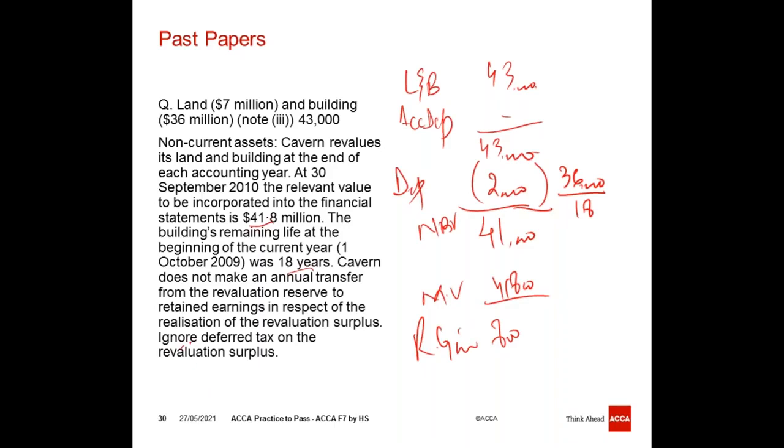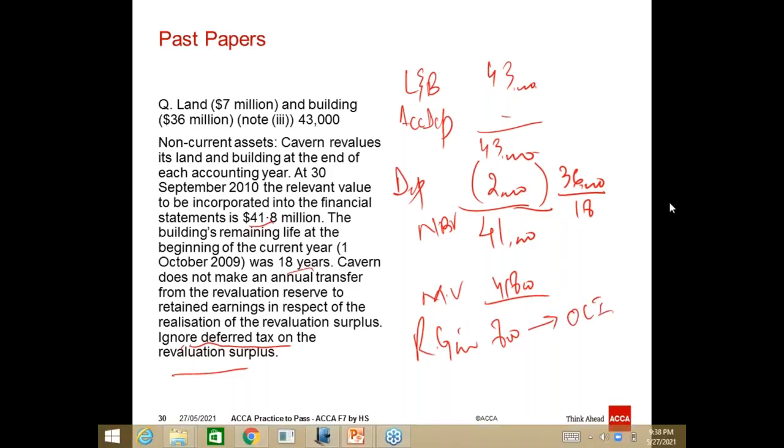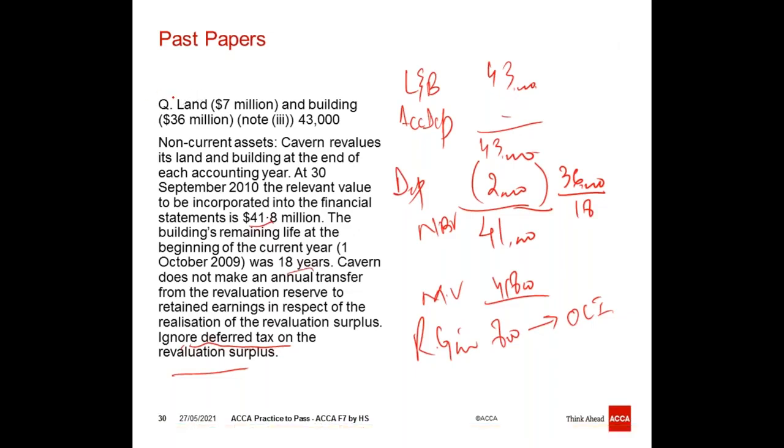It says ignore deferred tax. That means that you do not need to book tax liability. So simply it should be reported in the OCI. That's it. So in the income statement, there will be a depreciation of 2,000. 36,000 is the breakup of land and building. As we all know, land is a non-depreciable asset, so we have depreciated only the building component. The breakup of 43,000 is 7,000 for the land and 36,000 for the building.